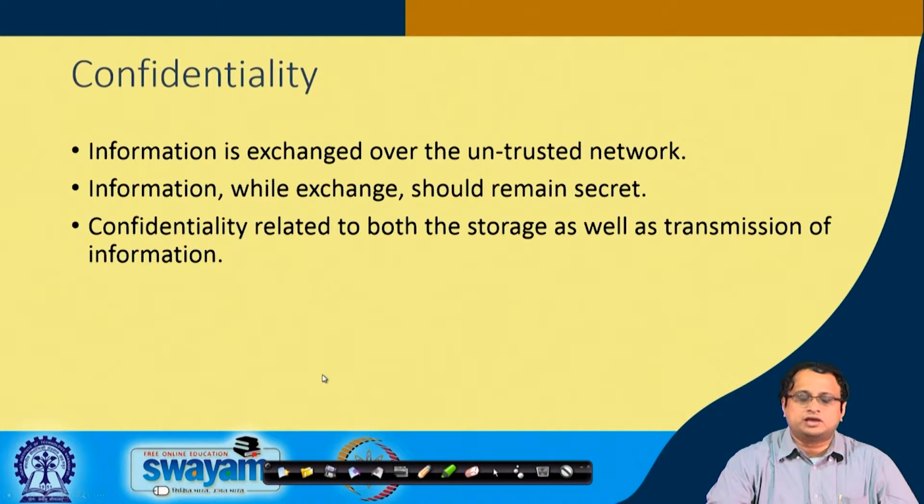So, let us take a one by one look into these various objectives. The first objective, as I said, is confidentiality. Information is exchanged over the untrusted network, and while exchanged it should remain secret. That means when you are exchanging information over the untrusted network, you should ensure that it remains secret to the legitimate players, the sender and the receiver, that means Alice and Bob in our context.